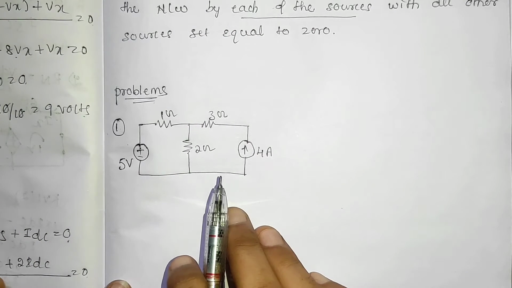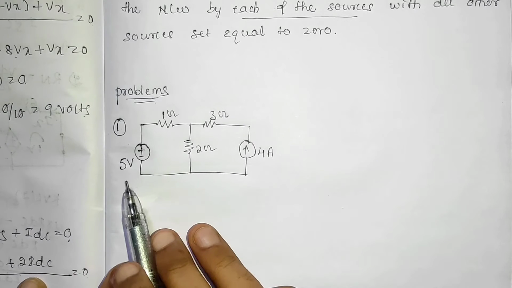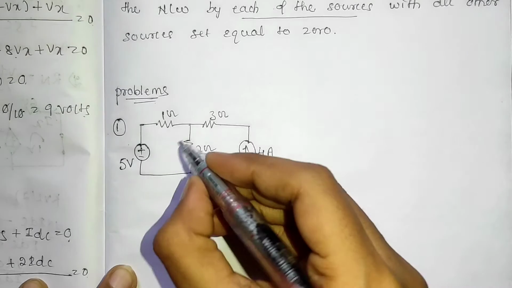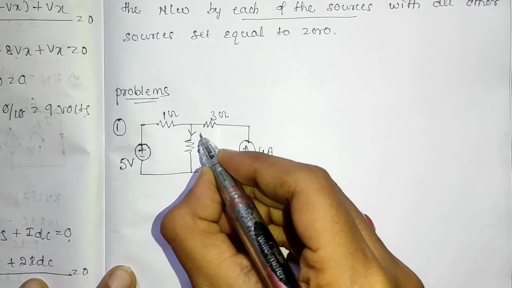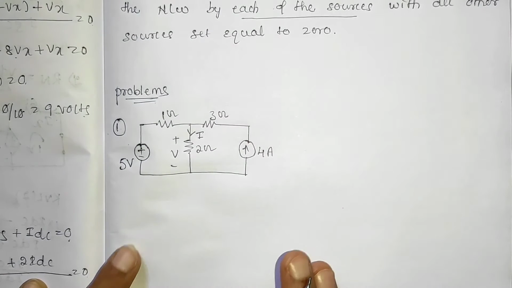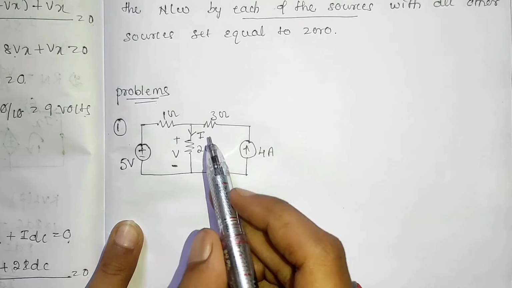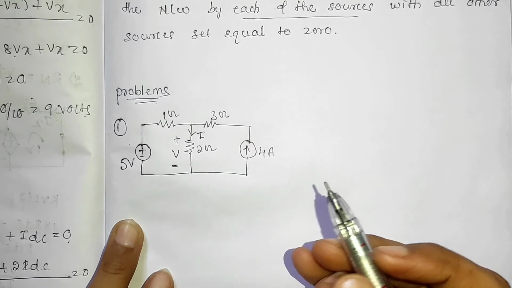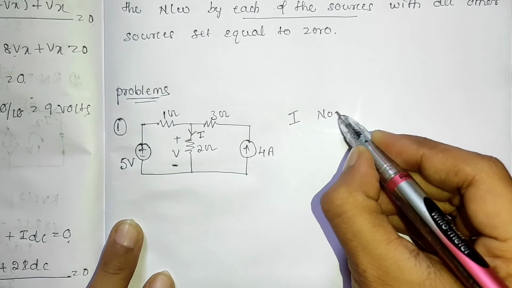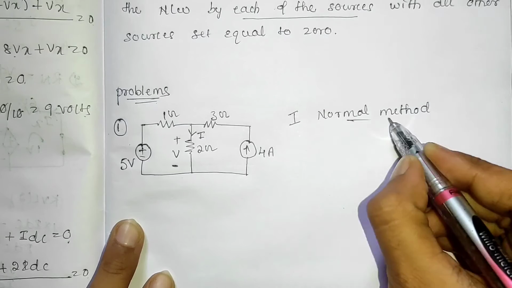So this is the given network. Here the circuit contains two sources, one voltage source and one current source. Here I want to find the current across the 2 ohm and also the voltage here. Okay, so I will find the voltage and current in the 2 ohm by using the normal method. So first, I will do the normal method by using KVL, KCL.